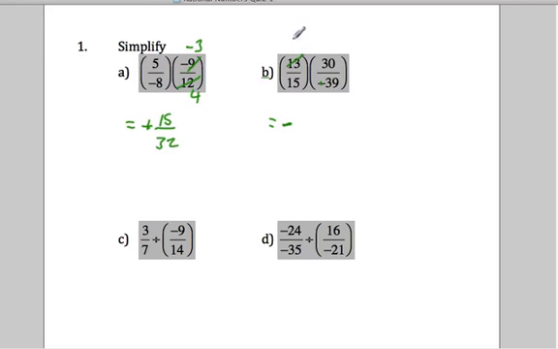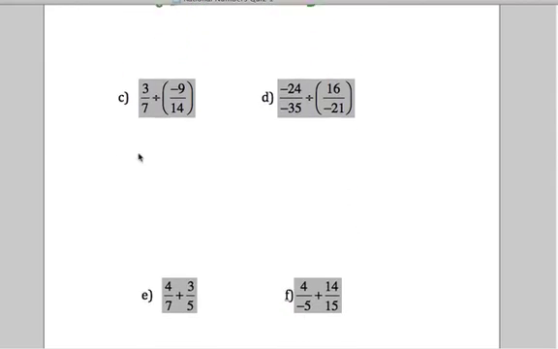So 13 goes into itself once and into 39 3 times. 15 goes into itself once and into 30 2 times. So we end up with 1 times 2, which is 2, over 1 times 3, which is really negative 3. So it's negative 2 over 3. And that is in lowest terms.